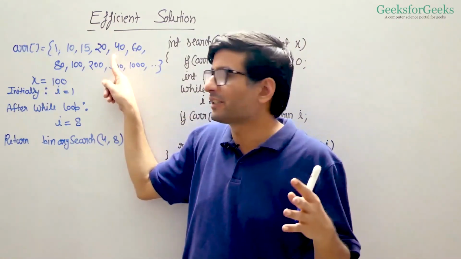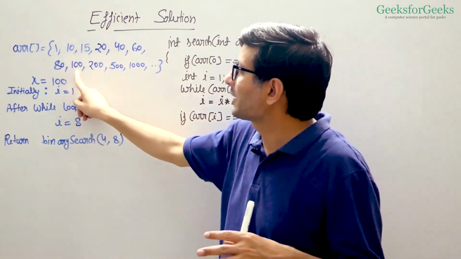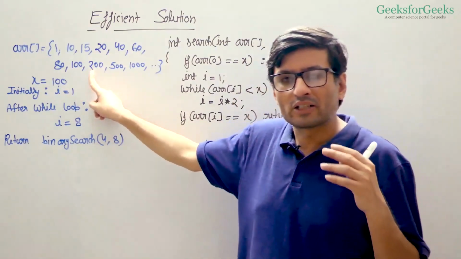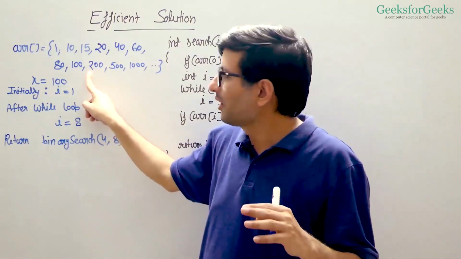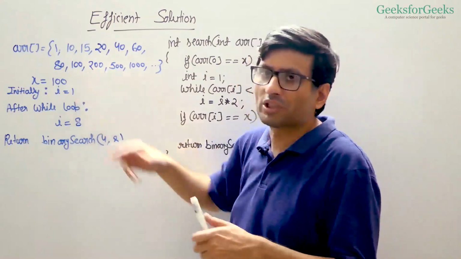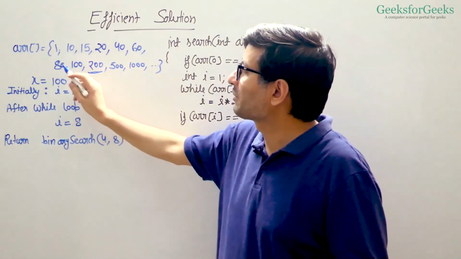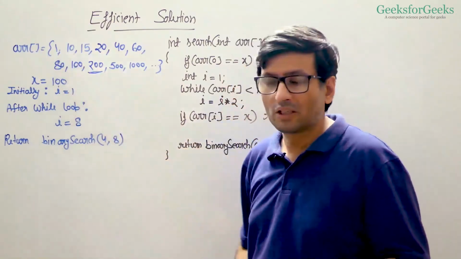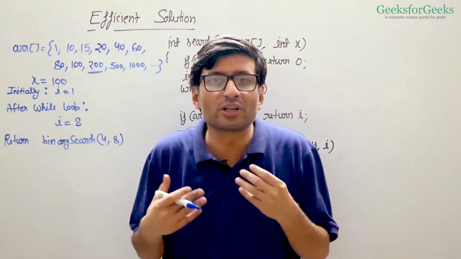So I'll again double the indexes and go to index 8, 5, 6, 7, 8. At this point, I find an element which is greater than 100. So I know if 100 is present, it must be on the left side of this 200, right? Because I am here and I find an element which is greater than 100, it must be from 0 to this index.